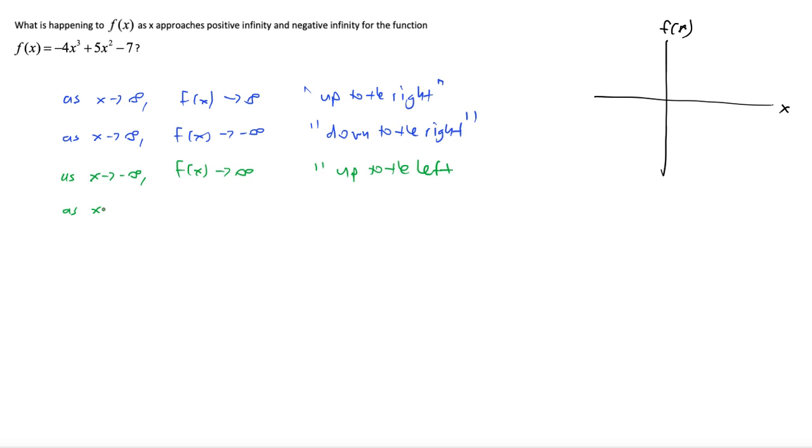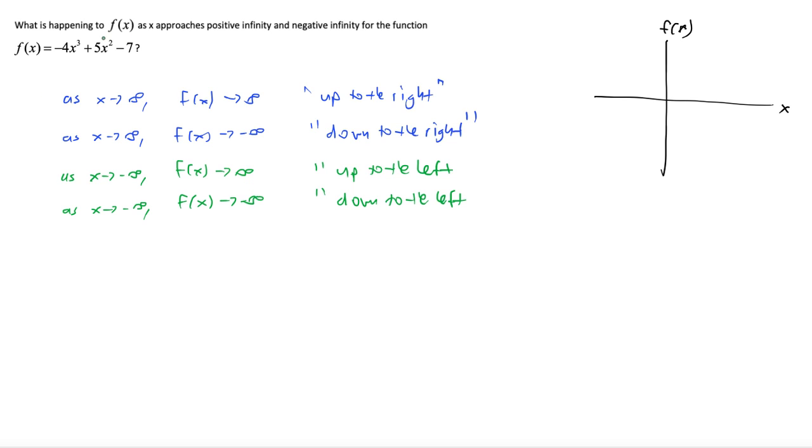So what's the last one here? Well, as x approaches negative infinity, f of x approaches negative infinity. This is called down and to the left. Our graph is going to look a little something like this. We don't know what happens here, but we know that on the end, we're going to be pointing down.